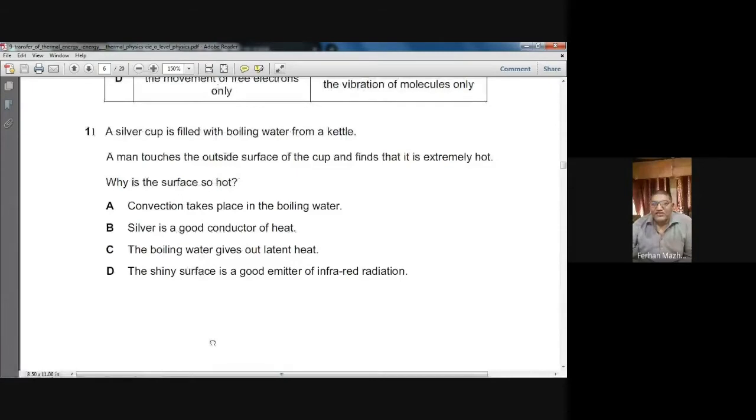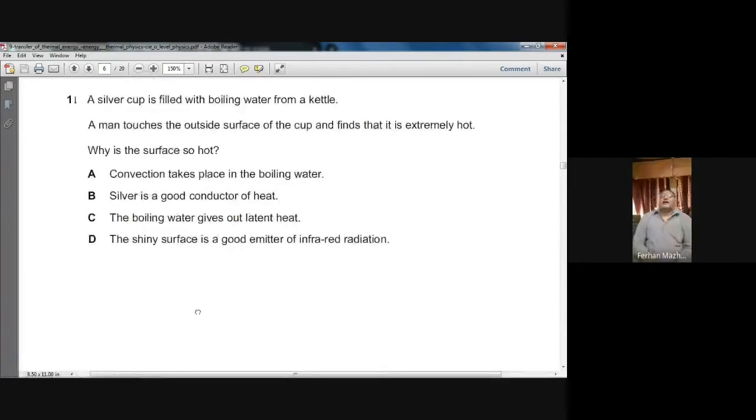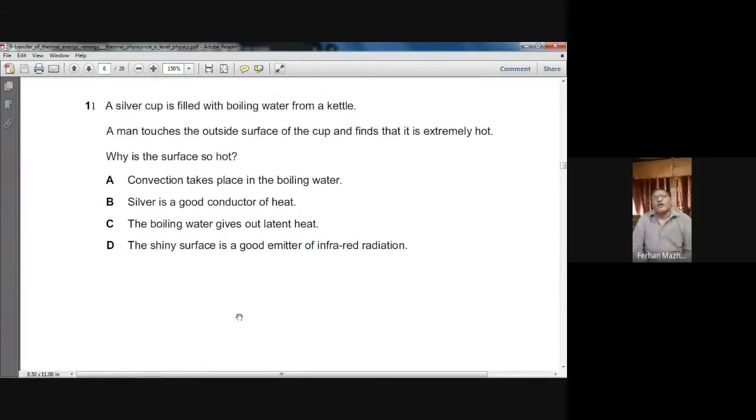Question number 11 is on your screen. A silver cup is filled with boiling water from a kettle. A man touches the outside surface of the cup and finds that it is extremely hot. Why is the surface so hot? Because you see, it's a silver cup.